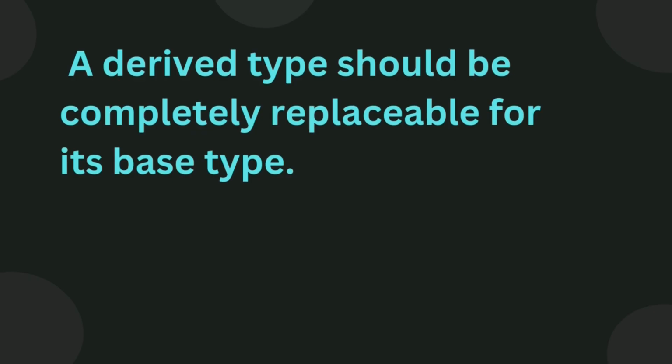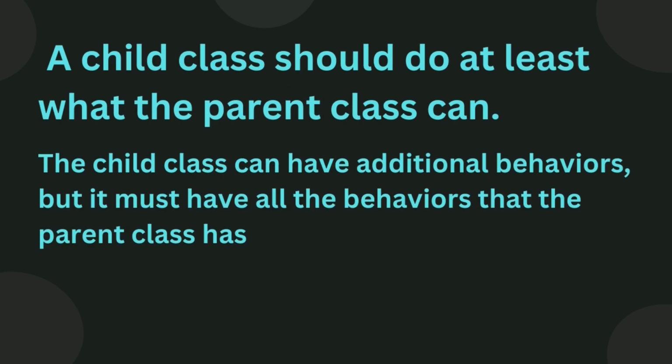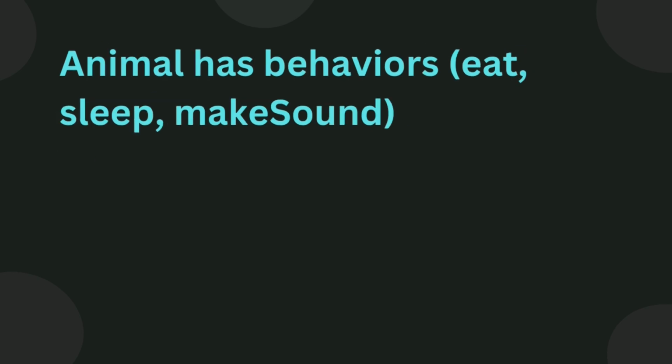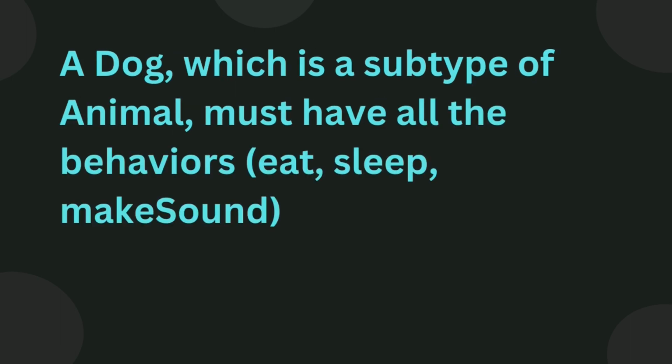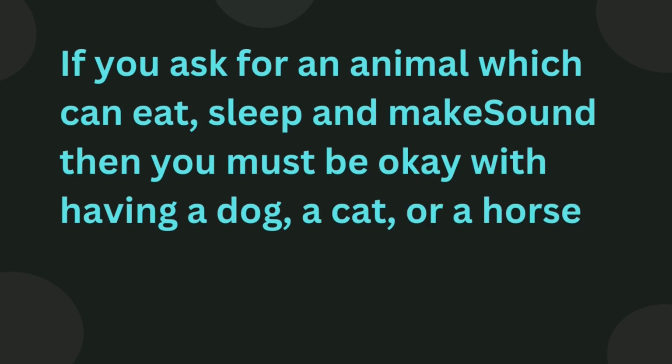The Liskov substitution principle states that a derived type should be completely replaceable for its base type. In simpler terms, a child class should do at least what the parent class can do. The child class can have additional behaviors, but it must have all the behaviors that the parent class has. For instance, an animal has behaviors: eat, sleep, and make sound. A dog, which is a subtype of animal, must have all the behaviors, and those are eat, sleep, and make sound, which means a dog can eat, sleep, and make sound.